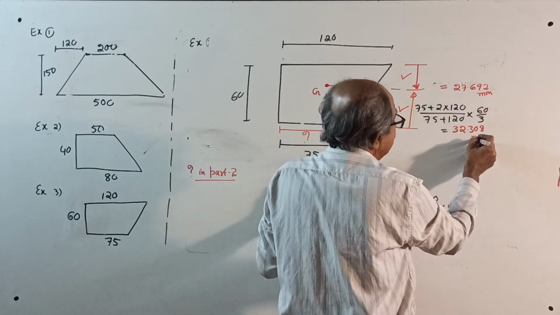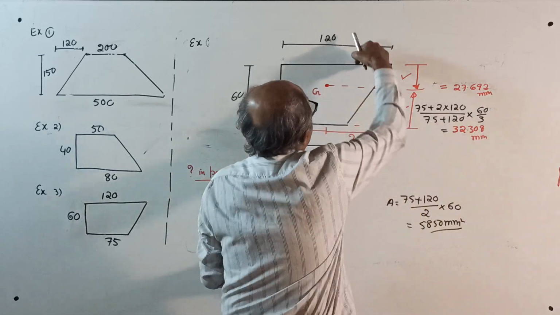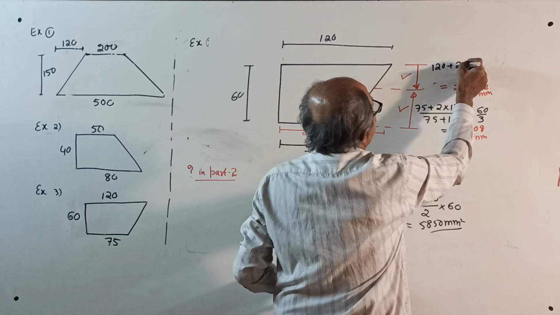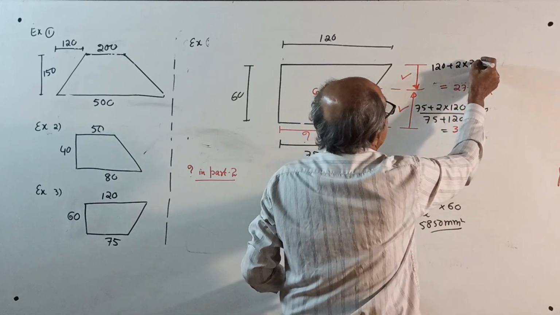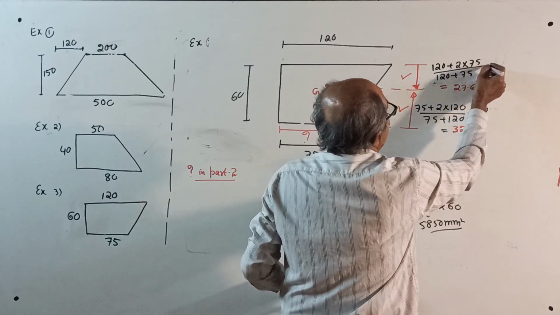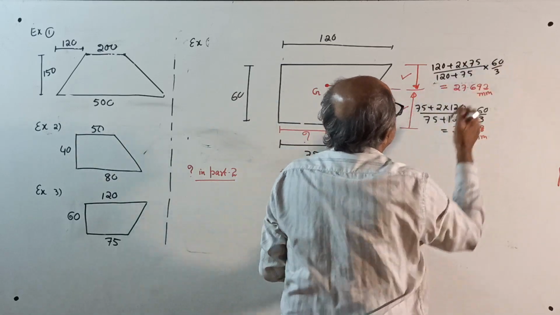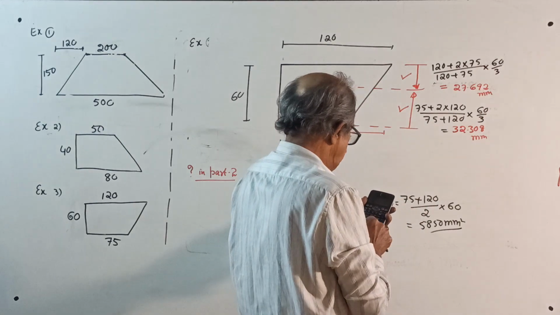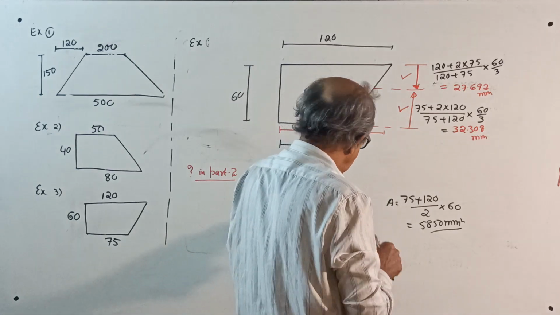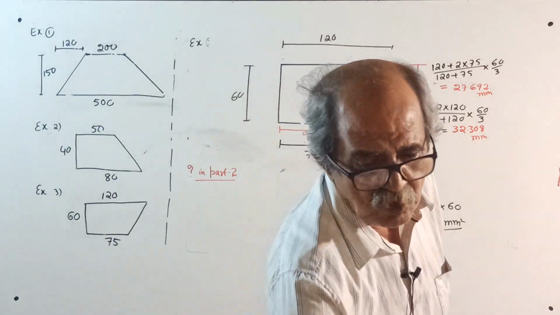Why? Application means application. Or if you want from that side, the formula is from here: 120 plus twice of 75 divided by 120 plus 75, into 60 by 3. Okay, we will check it. 120 plus twice of 75 divided by 120 plus 75, into 60 divided by 3 is 27.692. Okay, done. These 3 cases are over.